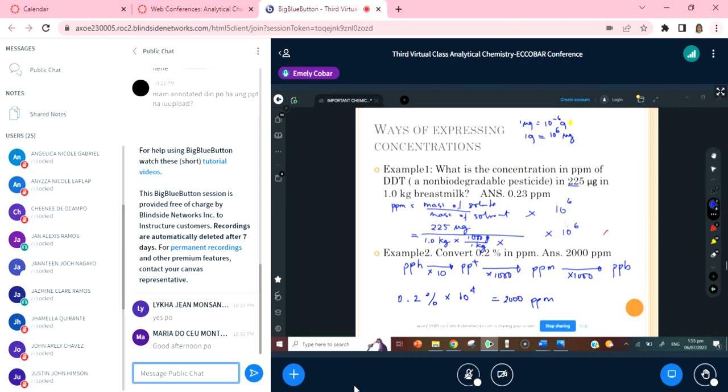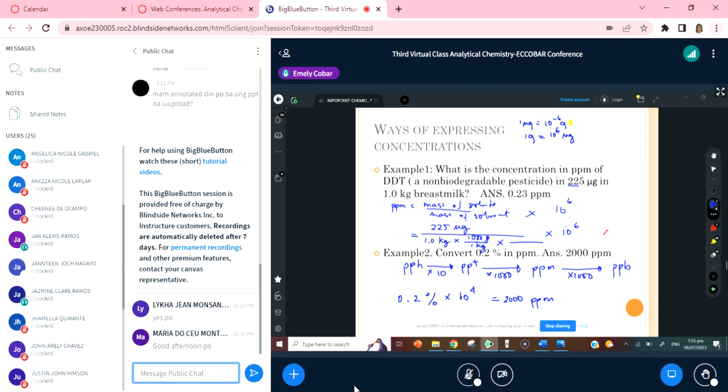Grams to microgram. Ayun, meron na. Okay? 1 gram is equivalent to 10 to the 6 microgram. So here, okay, kilogram, kilogram pa lang na-cancel.